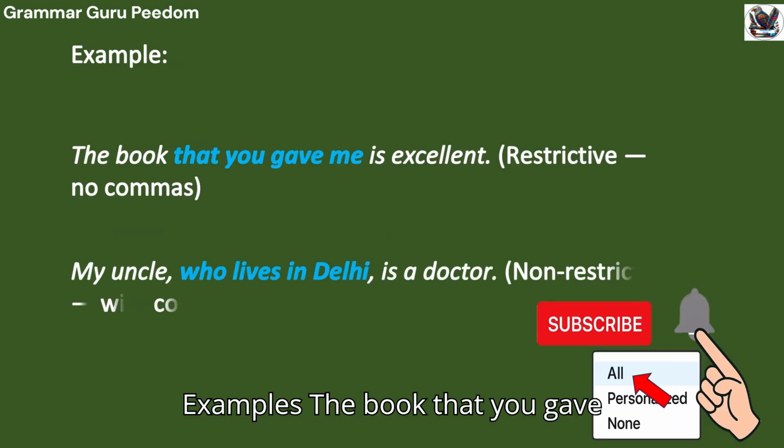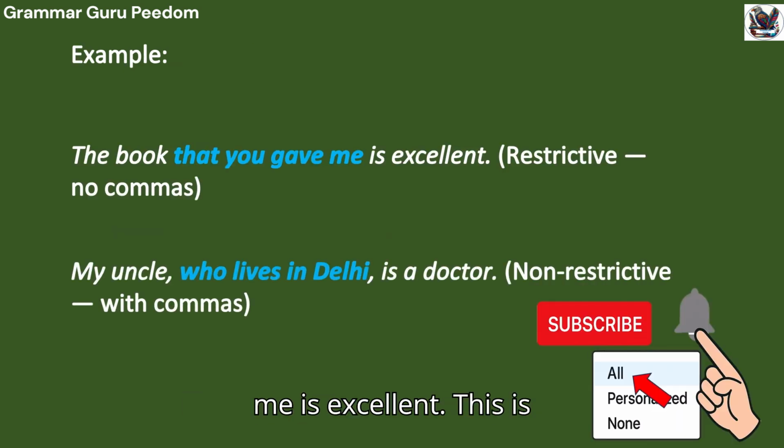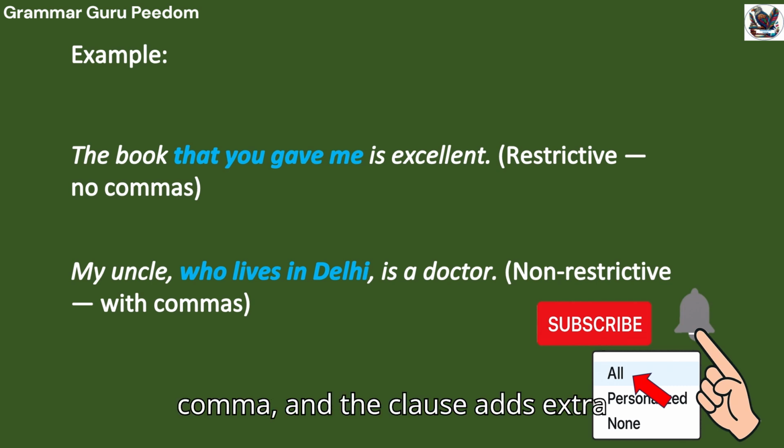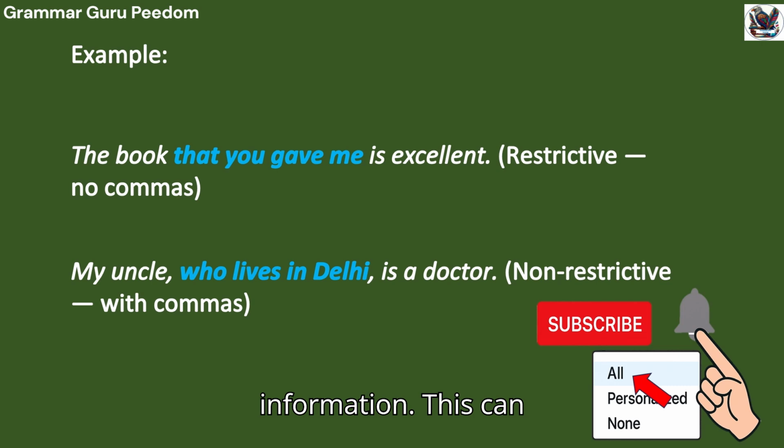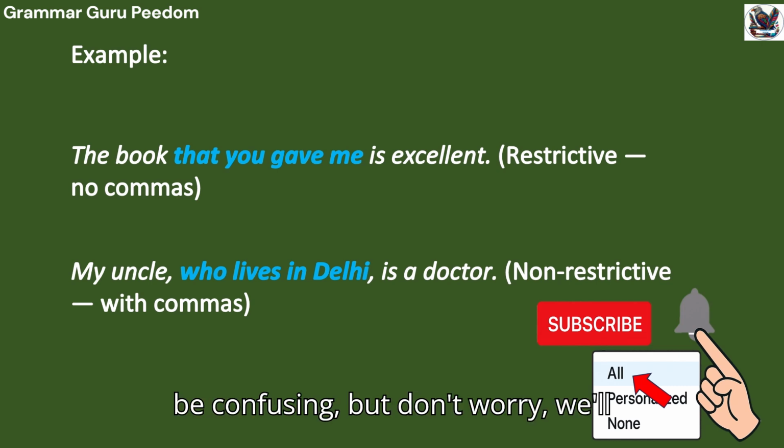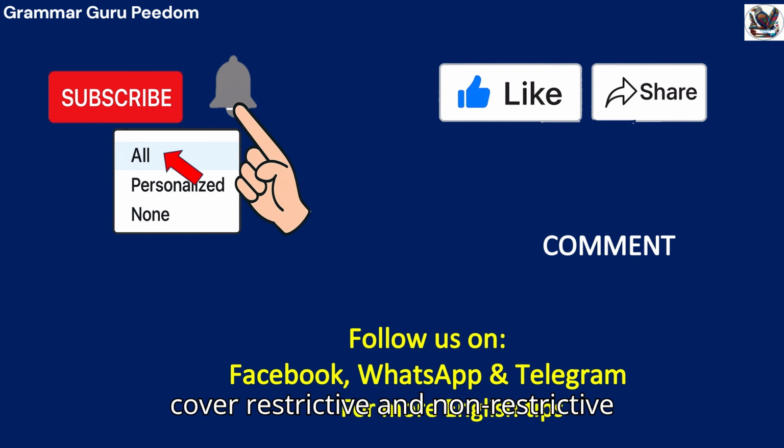Examples: the book that you gave me is excellent. This is restrictive, there is no comma, and this clause is necessary to understand which book. My uncle who lives in Delhi is a doctor. This is non-restrictive, there is a comma, and the clause adds extra information. This can be confusing, but don't worry. We'll cover restrictive and non-restrictive clauses in detail in our next video.